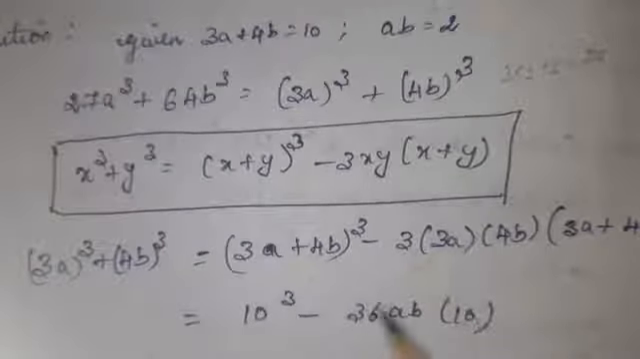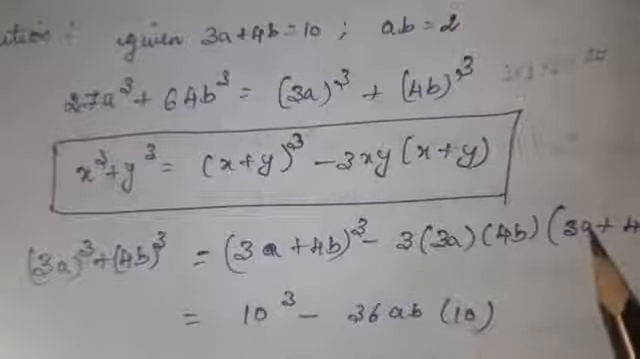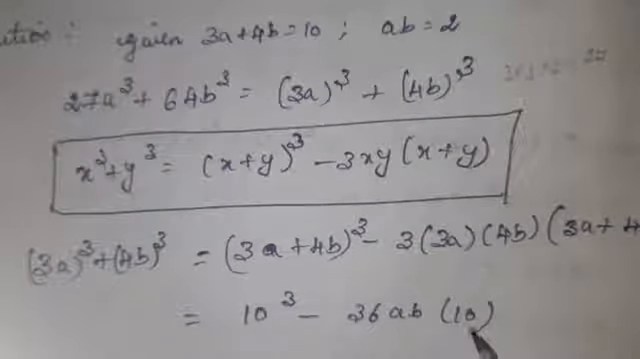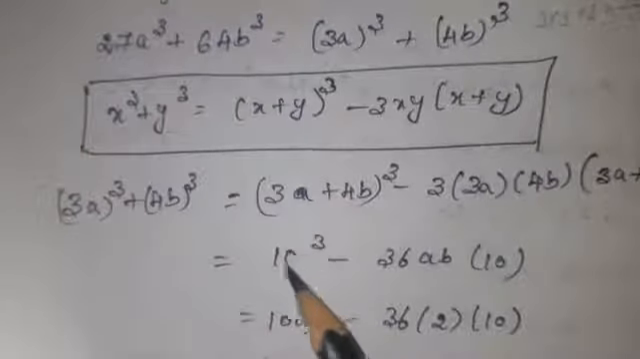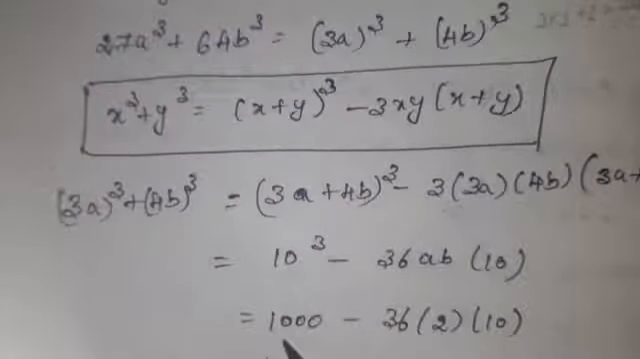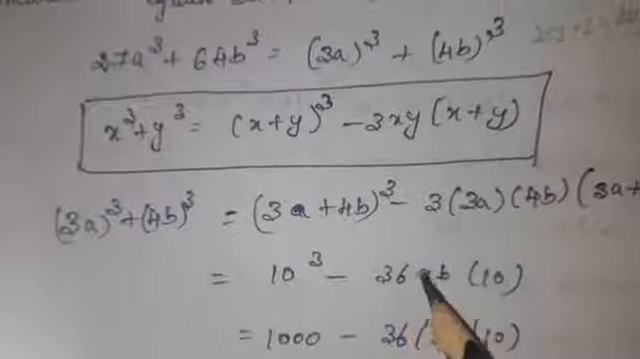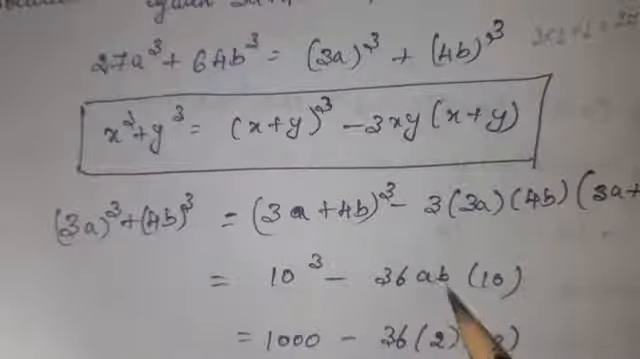9 4s are 36. Multiply the variable ab. Here you know this value. This value is 10. Instead of 3a plus 4b is 10 I have written. Next, 10 cube. 10 into 10 into 10 is 1000, minus 36 into AB, which is given here.